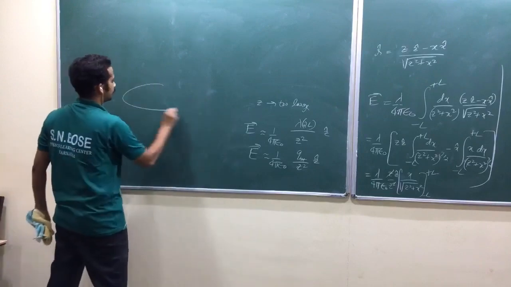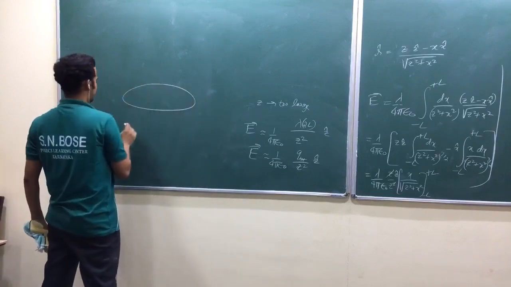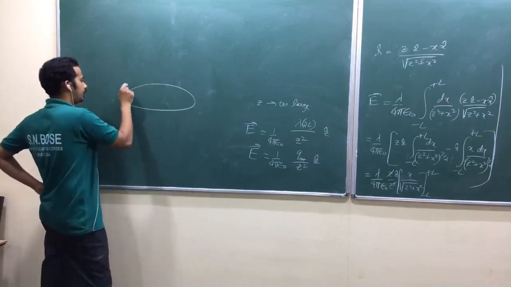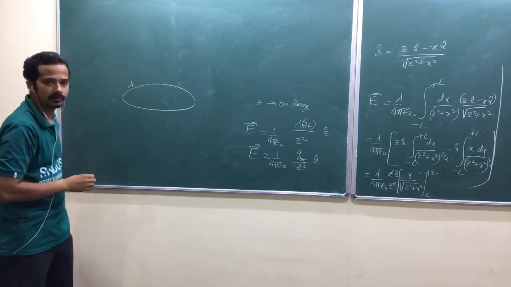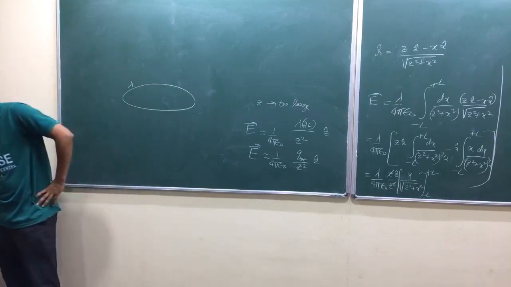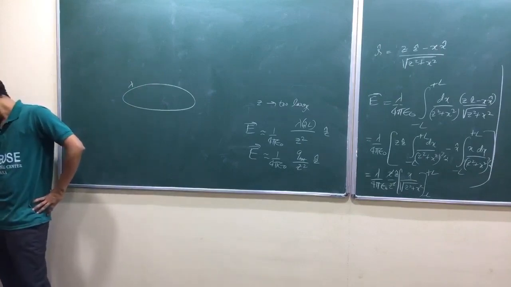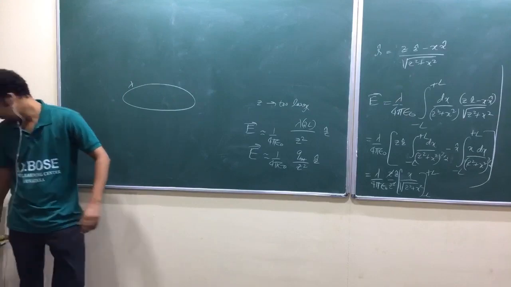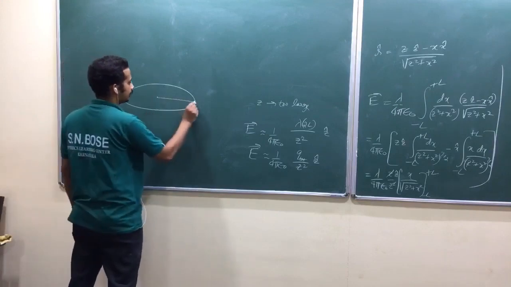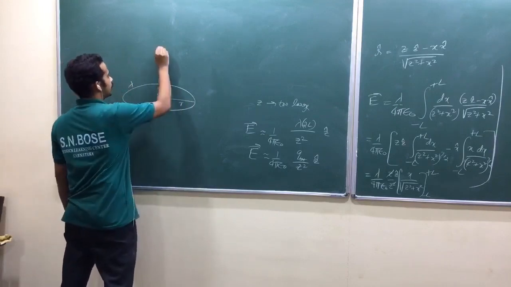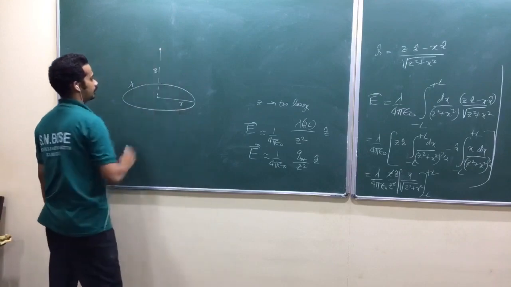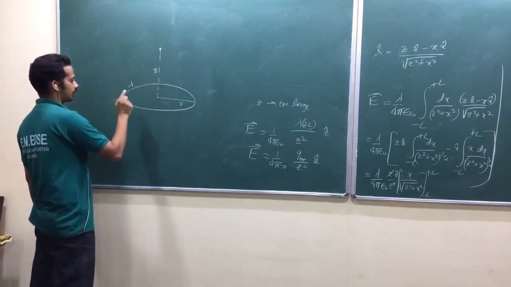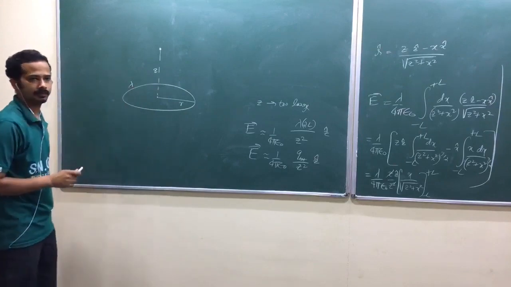I have a ring here with uniform line charge density lambda. Let me read out the question. Find the electric field at a distance z above the center of a circular loop of radius r that carries the uniform line charge lambda. At a distance z above, it is a ring with a uniform charge density lambda. Is that okay?